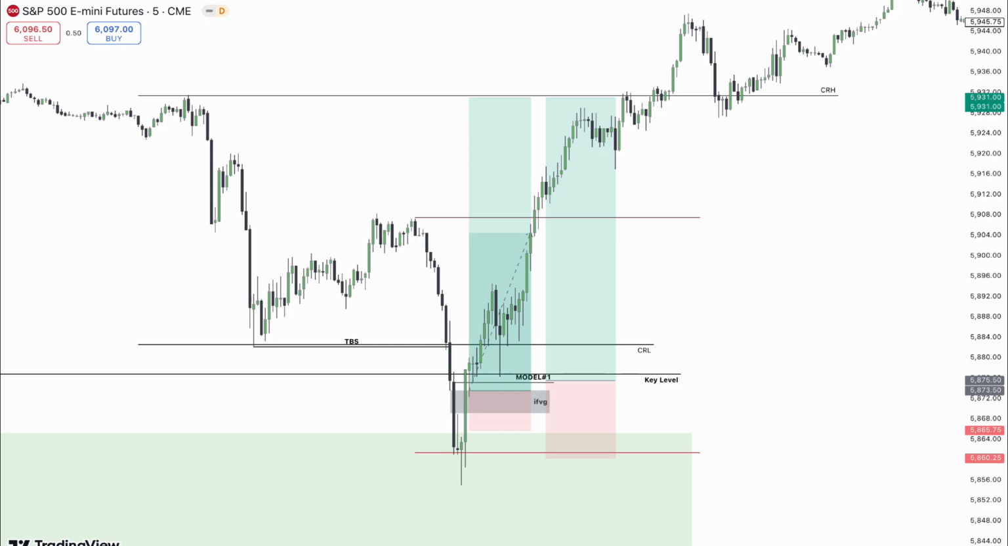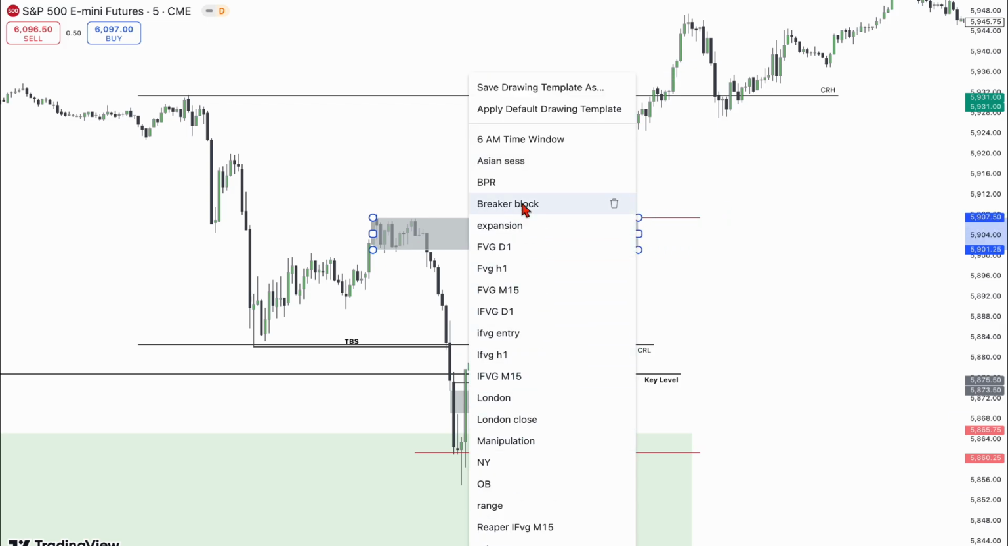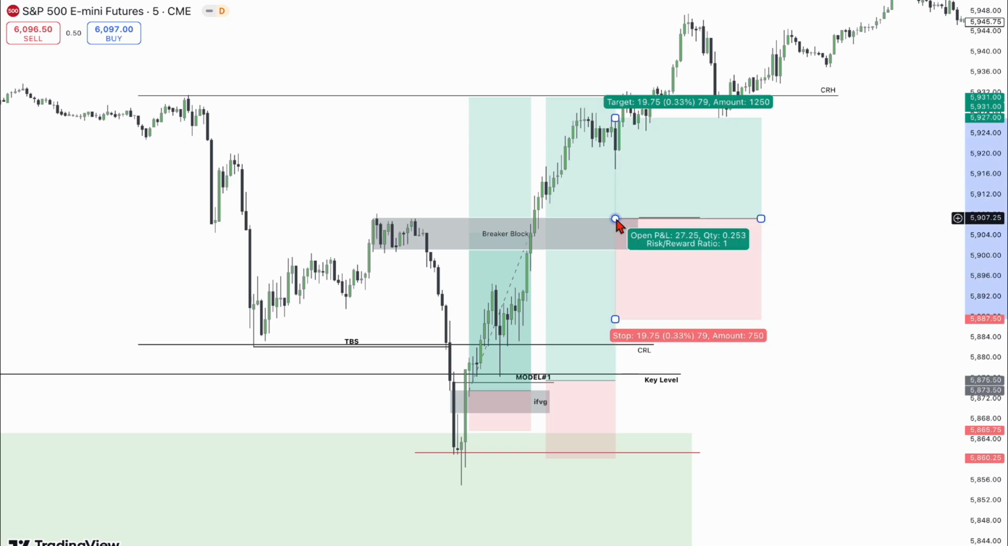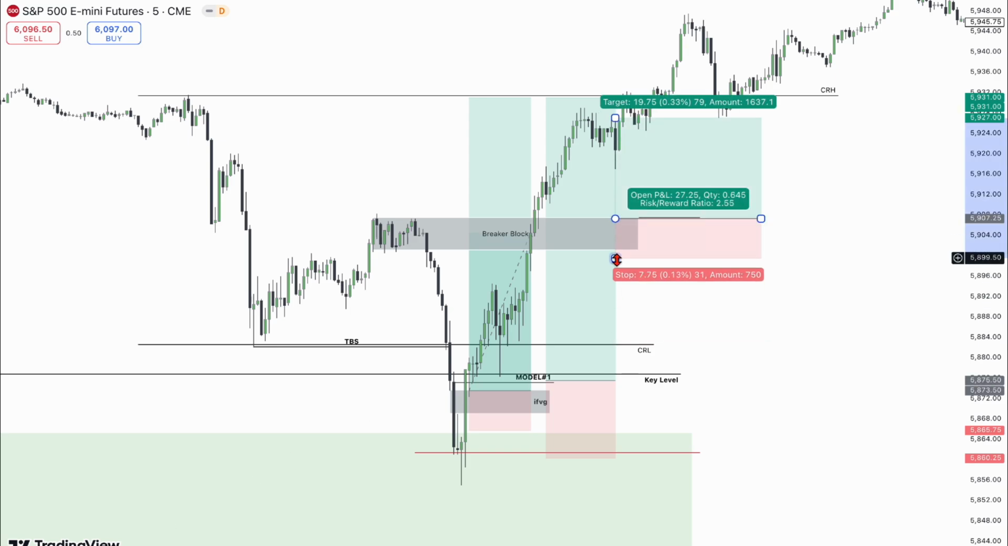If you happen to miss both these entries, you can also take a breaker entry, as shown here. This is the last up-close candle breaker. Let's mark it. It forms a pattern like this: low, high, lower low. When the last high breaks, the last up-close candle becomes the breaker. You can see that as soon as the price closed above it and retested, you could take an entry and target the opposing end of the CRT. All these entries can also be used in the same way for bearish scenarios.